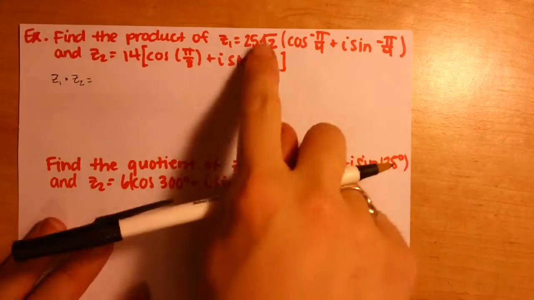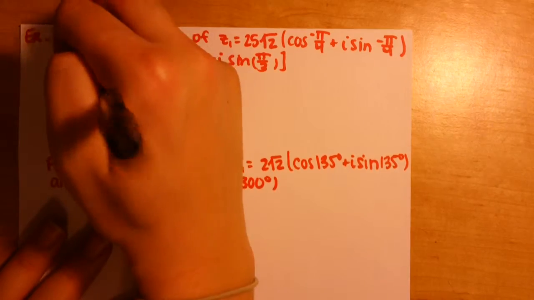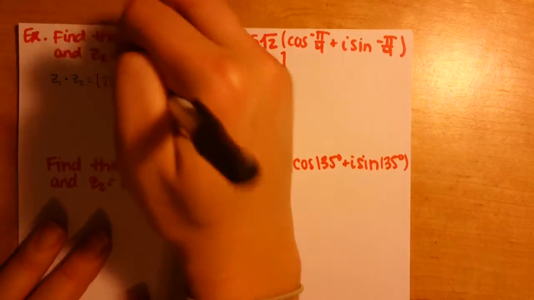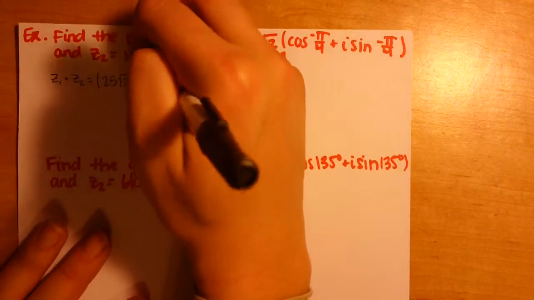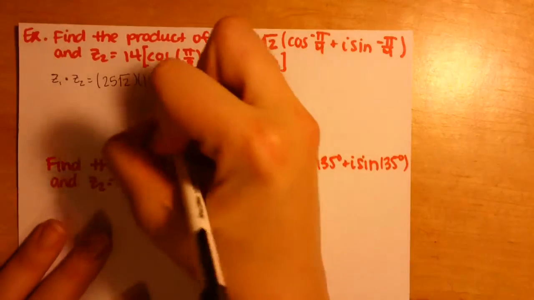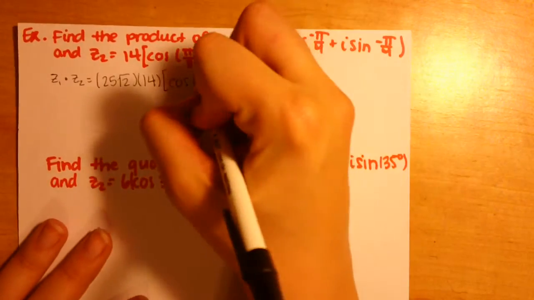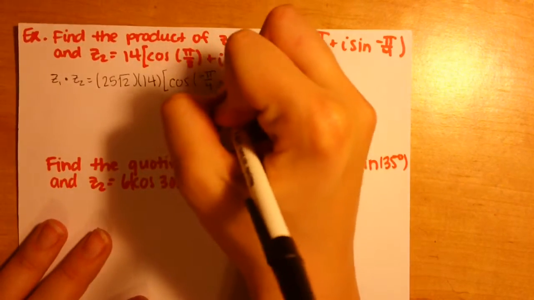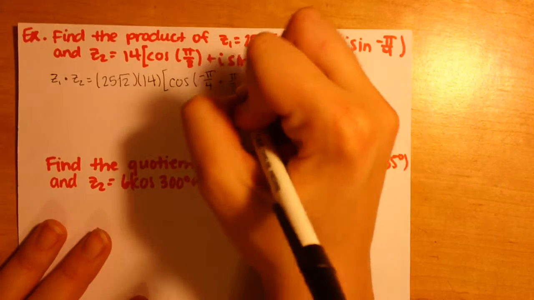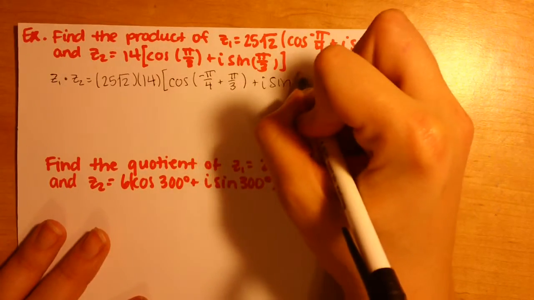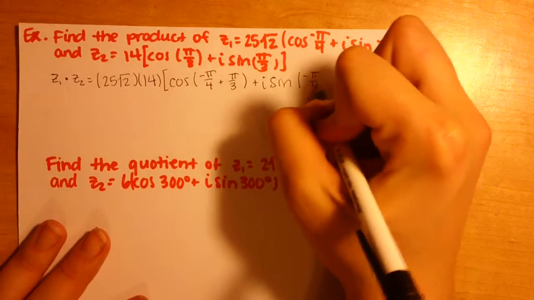And that's going to equal my r1 times my r2. So I'm going to take 25 square root of 2 times 14, and all of this is times the cosine of the sum of the angles. So I have negative pi over 4 plus pi over 3, plus I sine, and again of the sum of the angles.